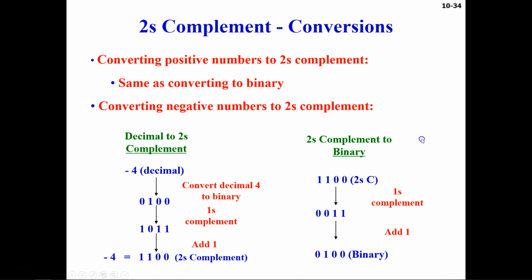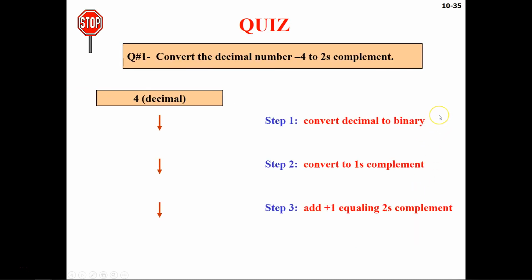Okay, now let's see a quick quiz question. Convert the decimal number -4 to 2's complement. So first convert the decimal to binary, which is 0100, the same as the previous example, and then convert to the 1's complement.